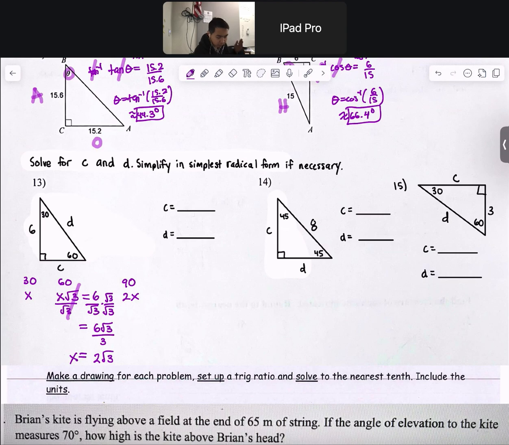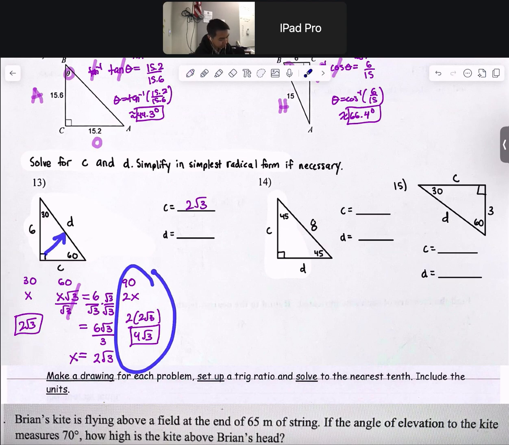Once you solve for x, just plug it into all the other ones. So we know this one's 2 rad 3, and we know this one is 2 times 2 rad 3, for 4 square root 3. Okay, so the one across from the 30, we know it's 2 rad 3. So we know C is 2 rad 3. And the one across from the 90, we know it is 4 rad 3.